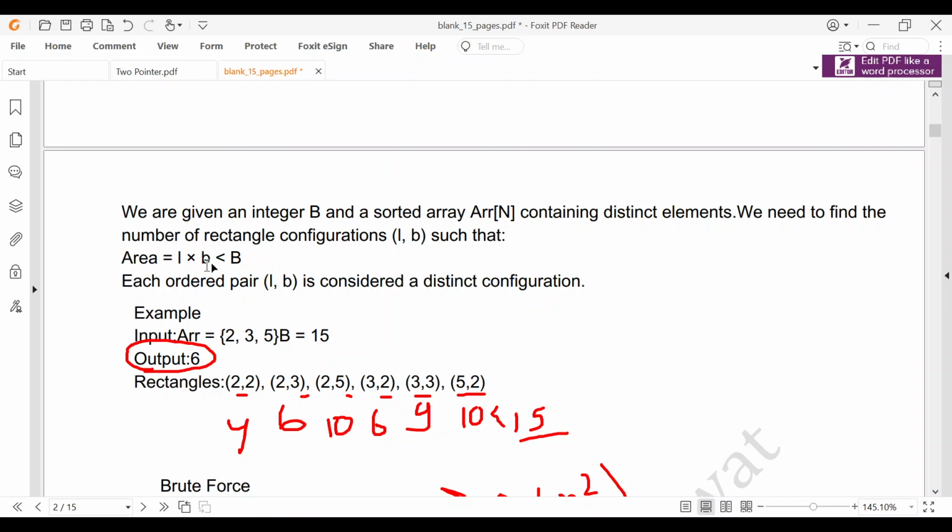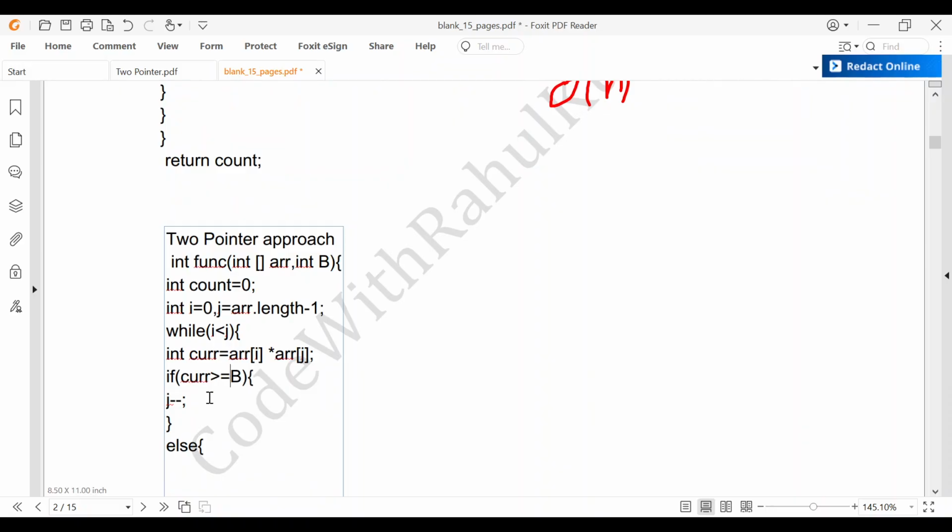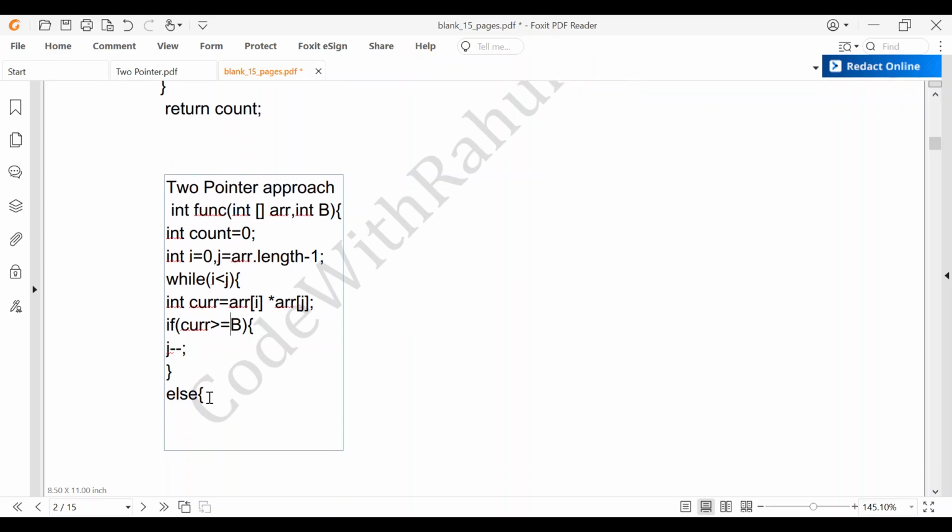Each ordered pair is considered a distinct configuration if array of i times array of j is less than b. It means if it is equal to b, then it is not considered a valid pair. So if the current multiplication is less than b, it is considered a valid pair. If it is a valid pair, then you need to count all the pairs.